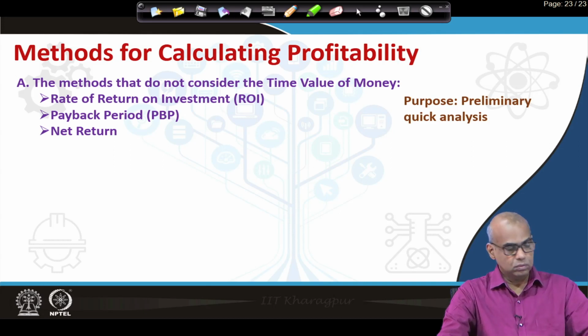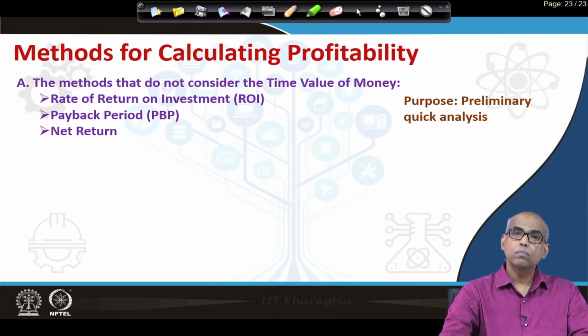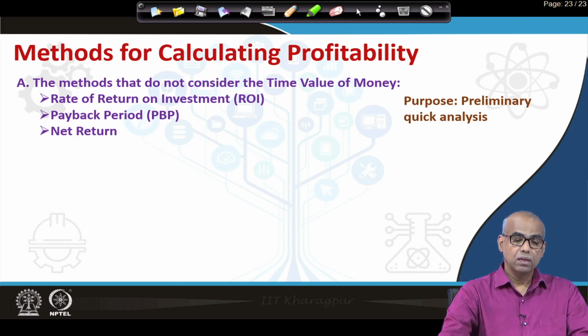Now, the methods that do not consider the time value of money are relatively simple methods, and they are generally used to perform preliminary quick analysis. For example, rate of return on investment, payback period and net return. These methods do not consider the time value of money, but they are easy and a preliminary analysis can be obtained quickly.